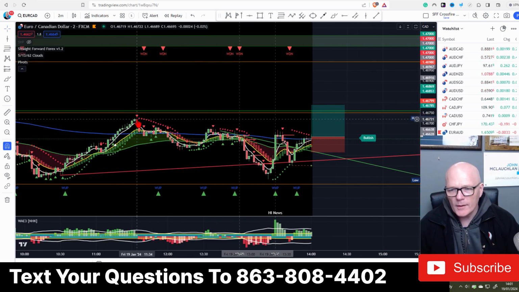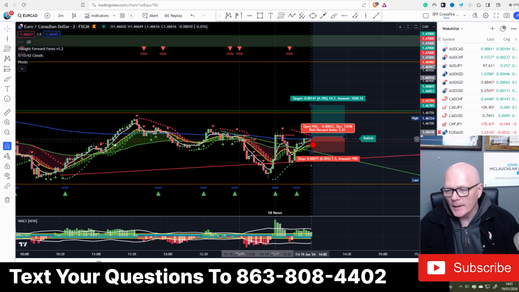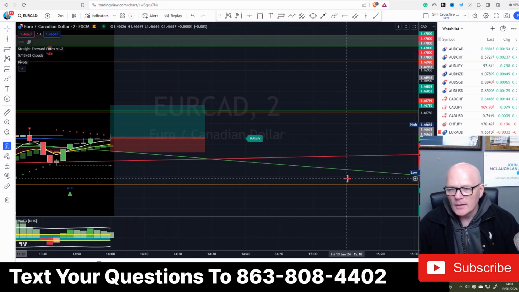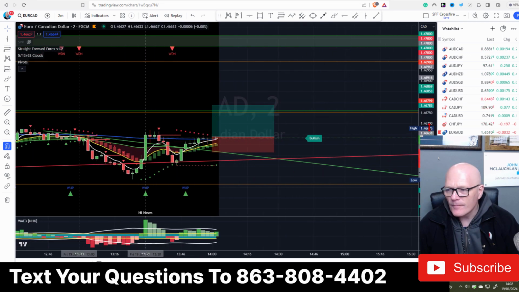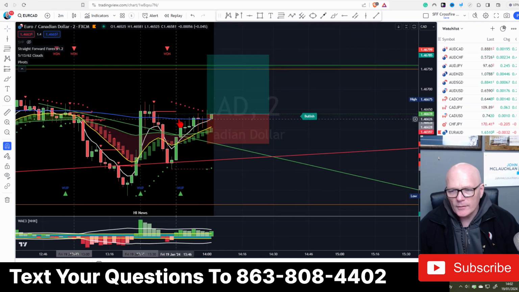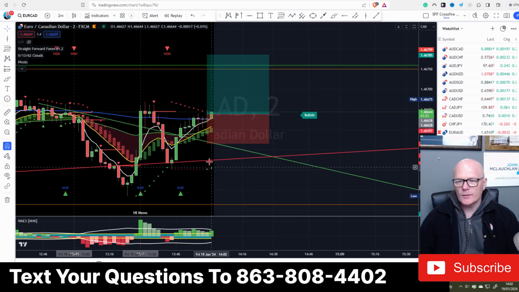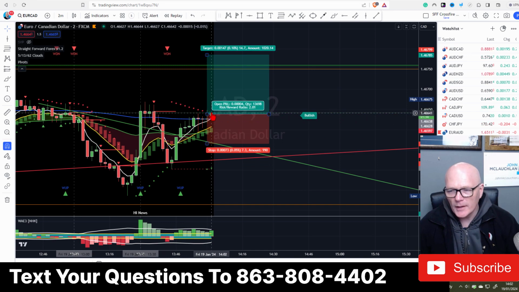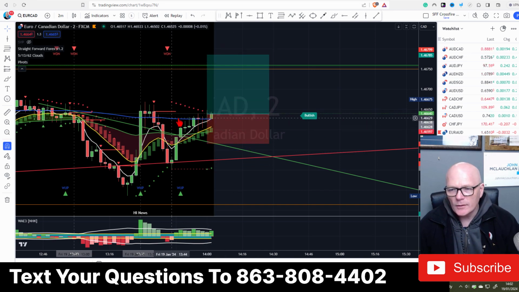See there, it almost went to the pivot. Didn't quite have enough legs to get to the pivot. Okay, and also the other thing we've got to consider with this is the 200 moving average. Okay, that's going to be a resistance point. It's gone above it, but it's still touching it.